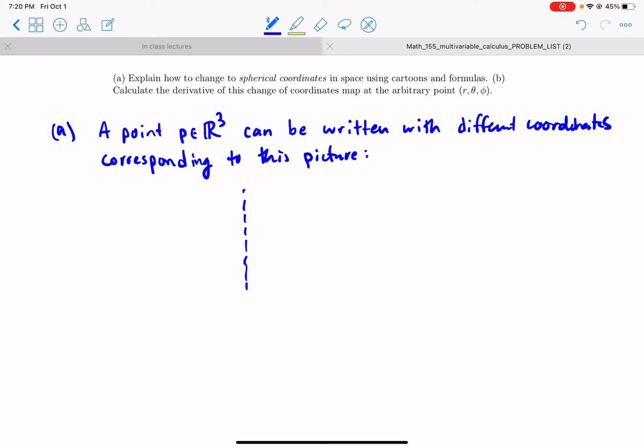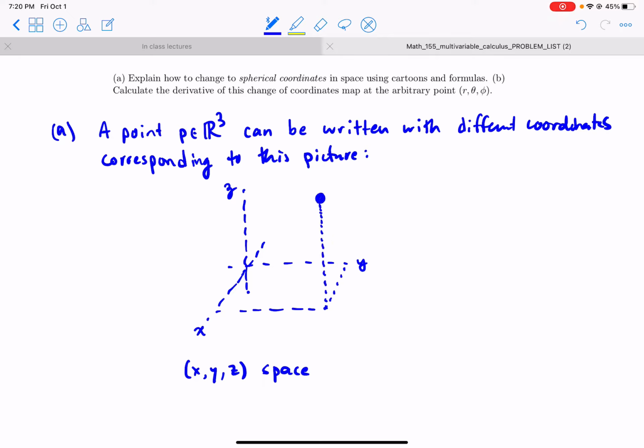So I'll put my three axes of space. This is usually the x coordinate, this is the y coordinate, and this is the z coordinate. So this is my x, y, z space. And a typical point is somewhere in this space with an x and a y coordinate and also a z coordinate, like that. Okay? And now what we do is we first draw this triangle, which has a right angle.